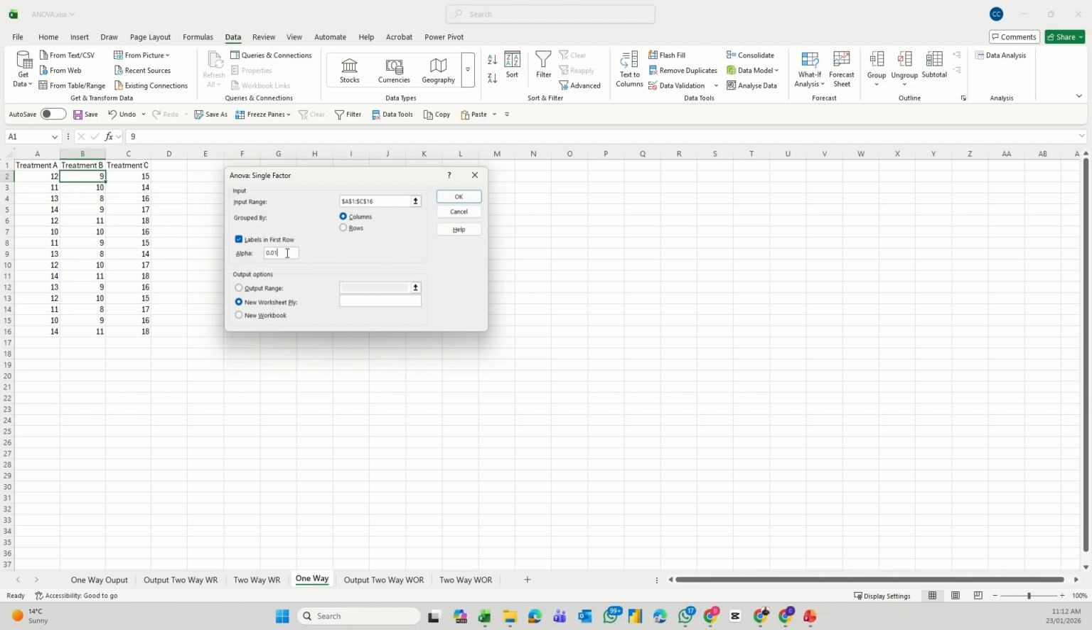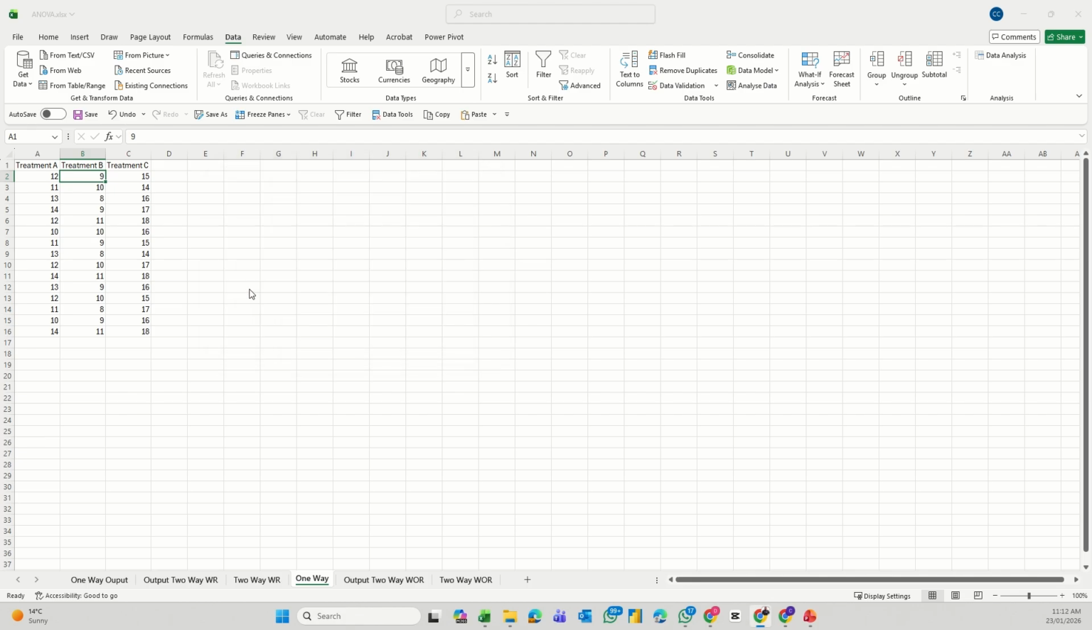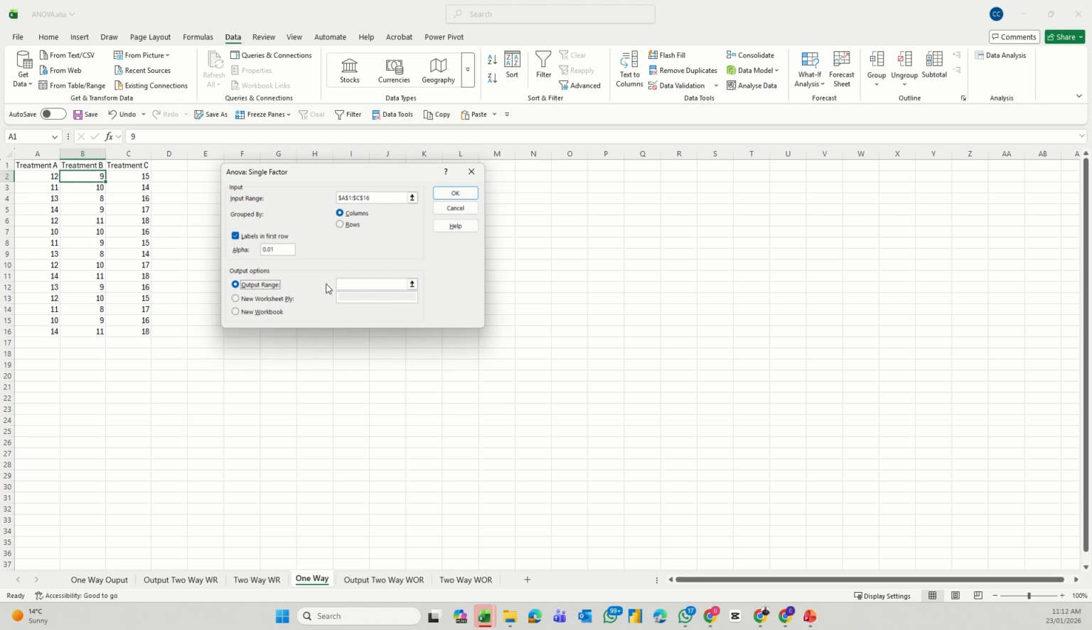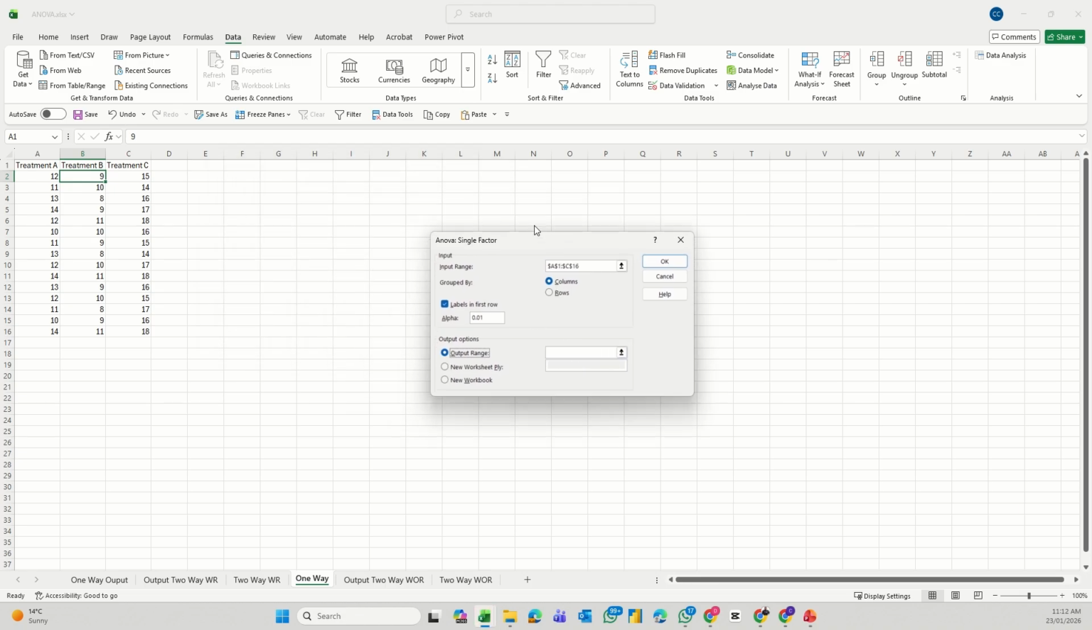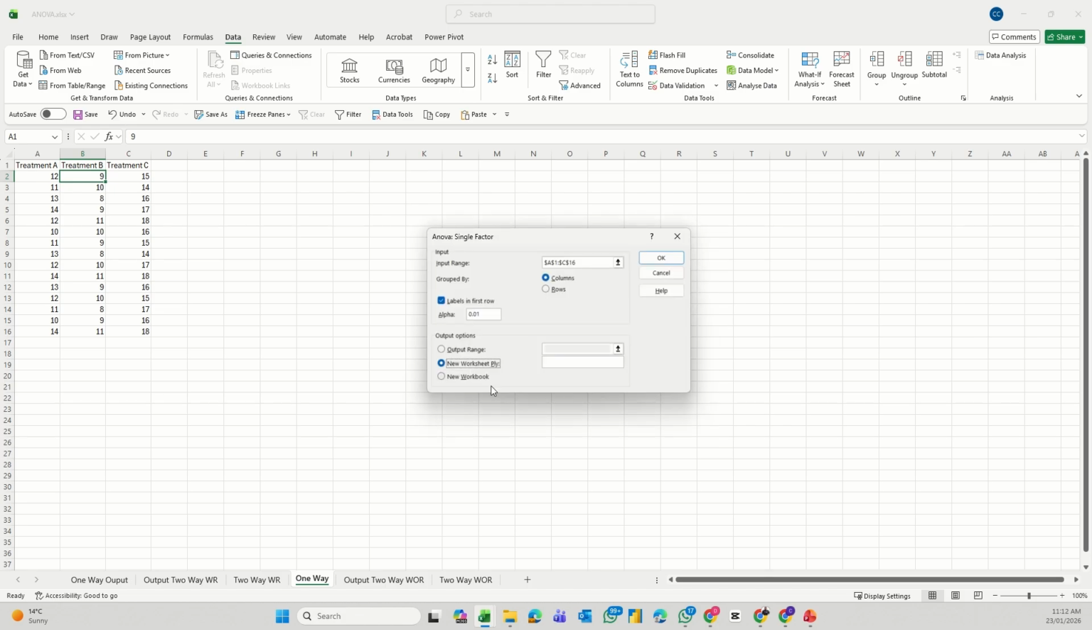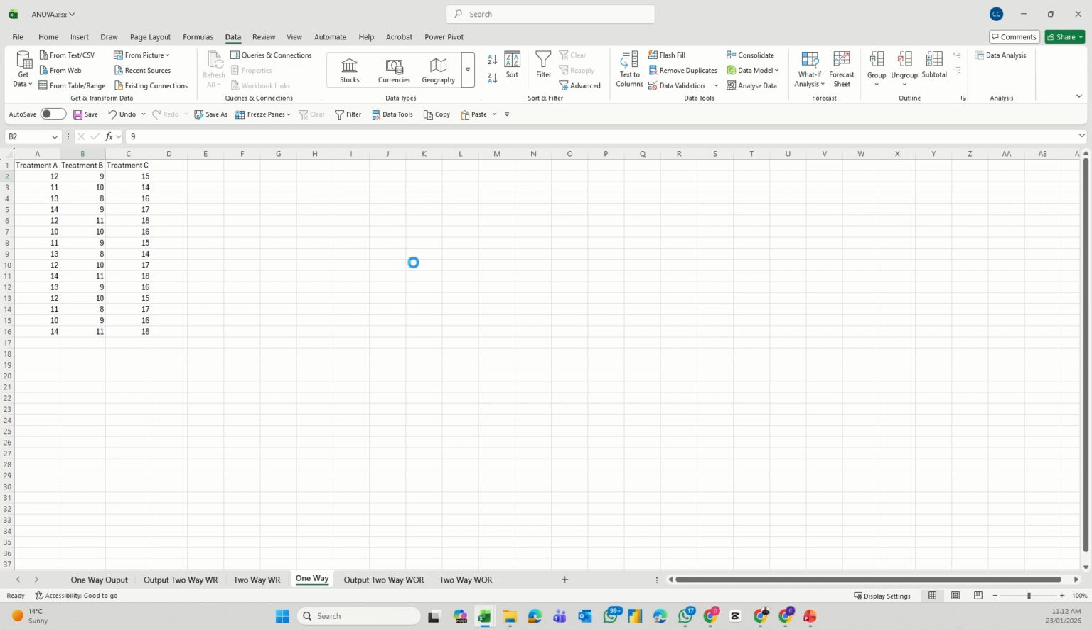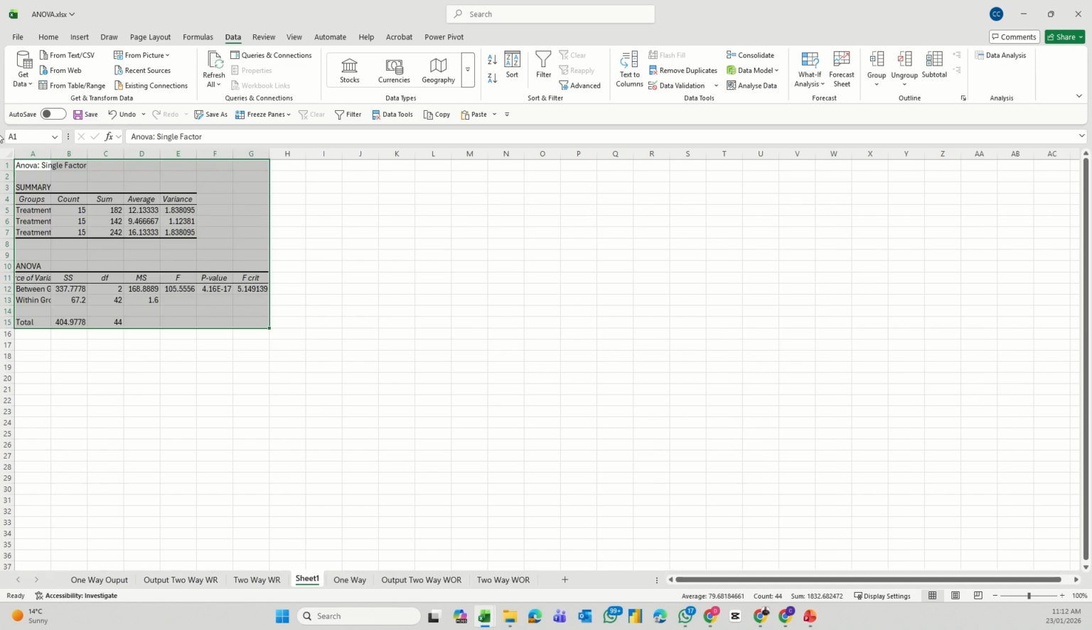So this is alpha. We have chosen our alpha, that is our confidence level, to be less than 0.01. You understand? So we want it in a new worksheet. You can still select an output range here if you want the output to be in a new workbook, but let's just keep it in a new worksheet. It's easier that way. So in a new worksheet, it comes out like this.